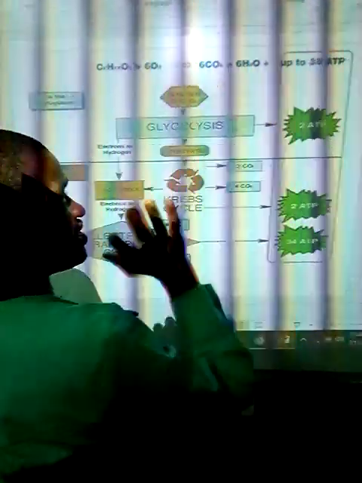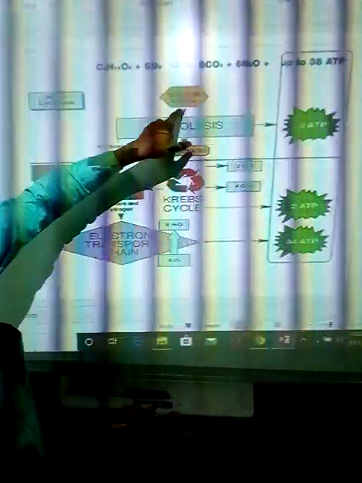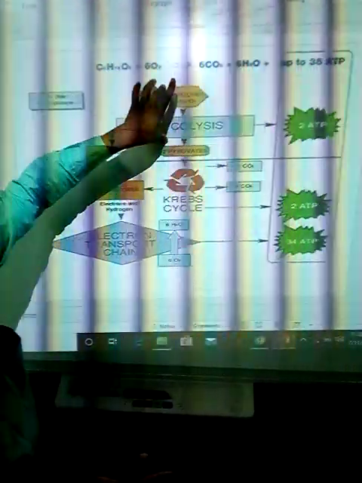36 plus 2 gives you 38. That is a school of thought. Actually, 4 ATPs are generated in glycolytic pathway.